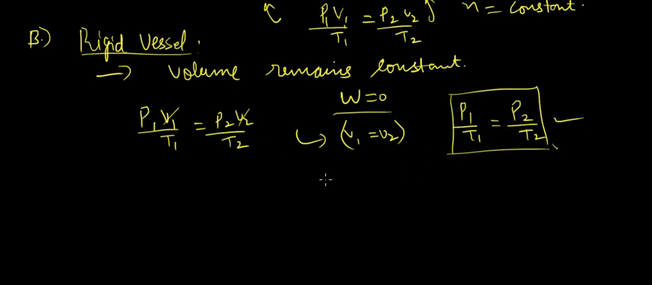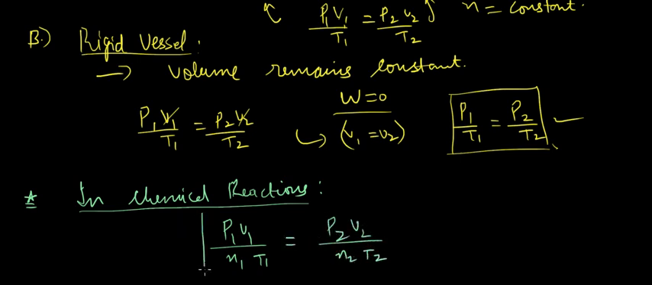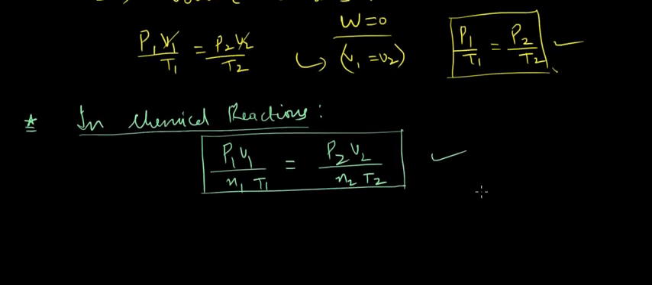Okay, next let's look at some of the chemical reactions. In chemical reactions, what is the general rule of thumb? In chemical reactions, we can see the general rule of thumb as P1 V1 upon n1 T1 is equal to P2 V2 upon n2 T2. This is for any equation, any ideal gas having any change in vessel type or pressure type or any other type. This is the equation which always remains true.